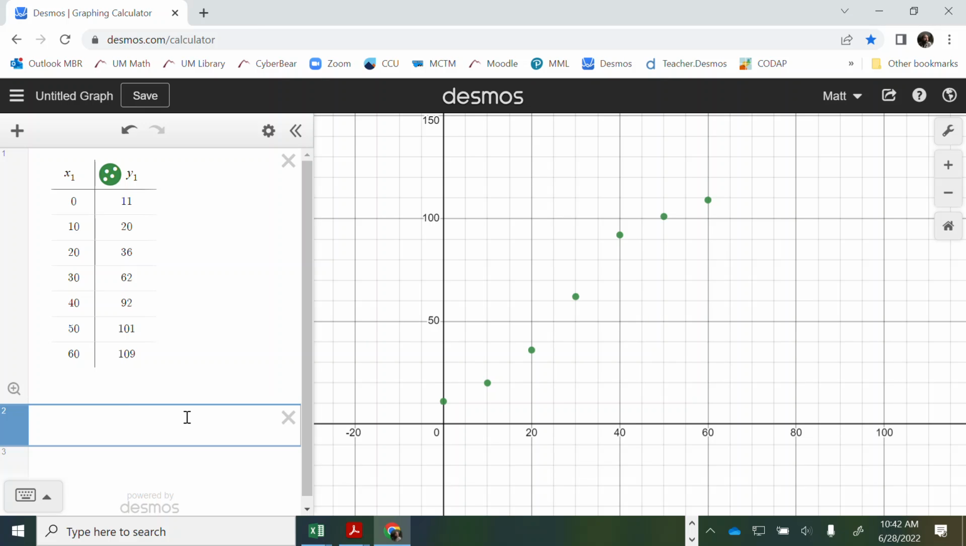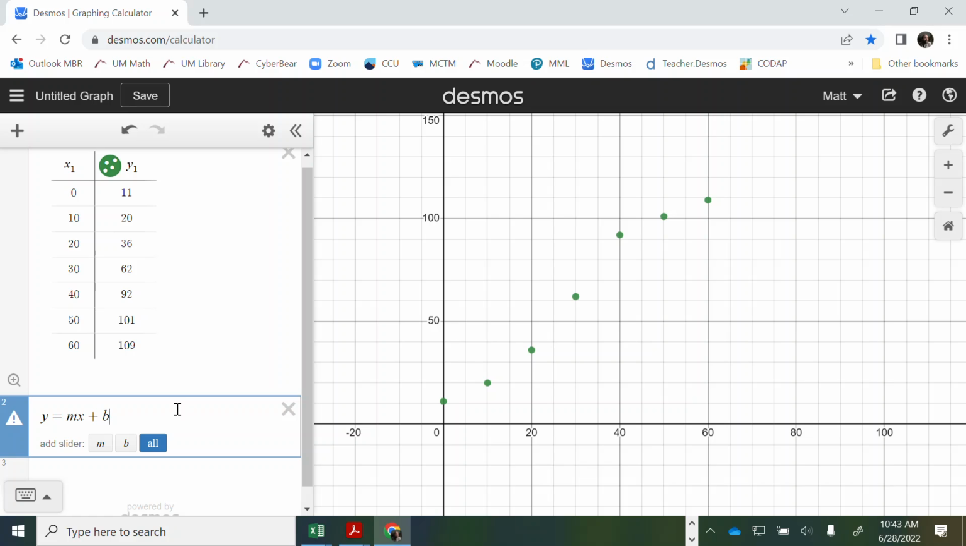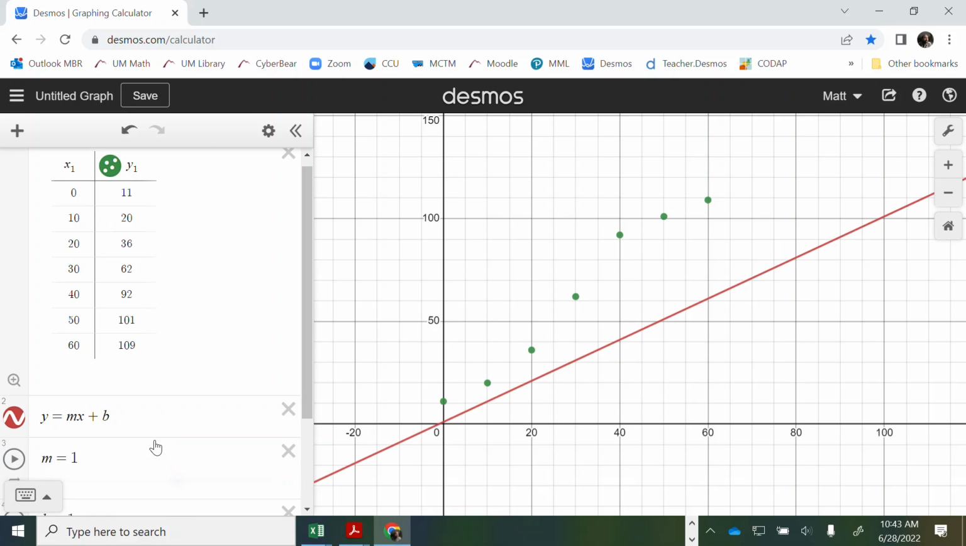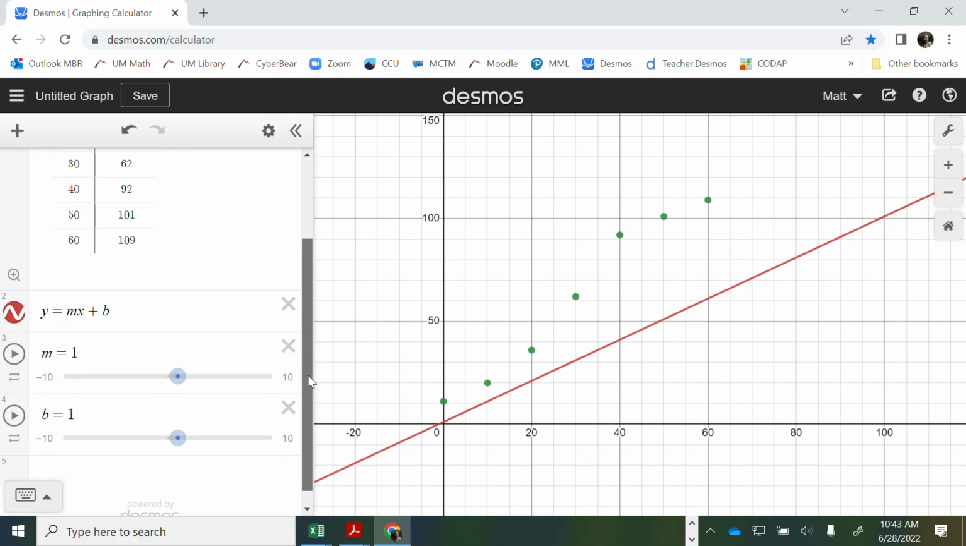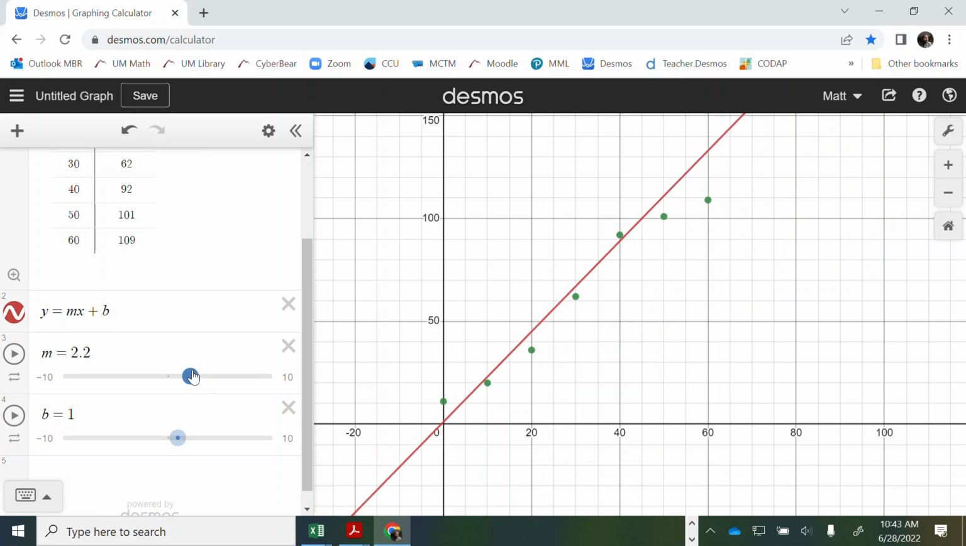In Desmos, I don't know if you've ever done this, but Desmos has a really nice way of finding models. For example, one model we might all be familiar with is y equals mx plus b. If you put that in, it's going to ask whether you want a slider. Sliders are just what they sound like. You could adjust the slope and the y-intercept to get to where you think you have a pretty good linear model for the data.